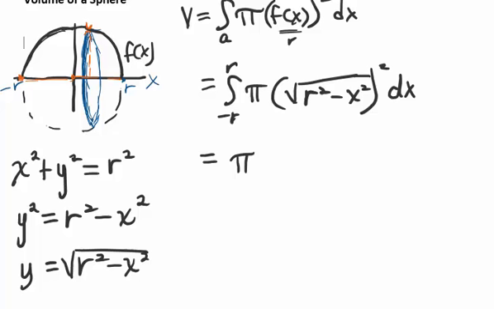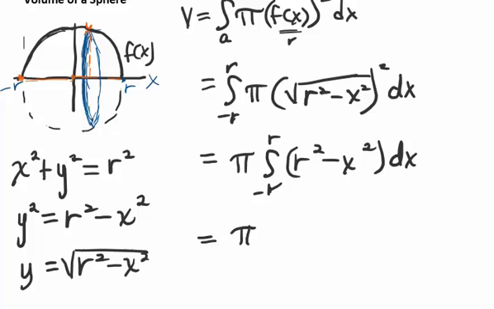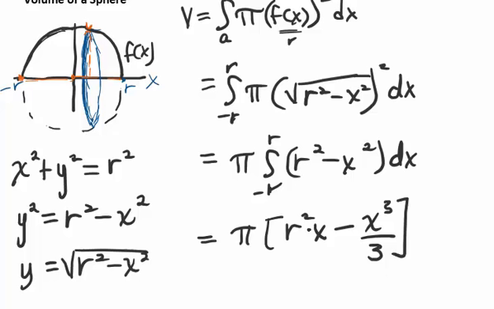Okay, we can simplify this a little bit. So we'll factor out pi. We have the definite integral from negative r to r, and square this radical, so it becomes r squared minus x squared with respect to x, and find an antiderivative. So recall that r is just a constant, so this would be r squared times x minus x cubed over 3, evaluated from negative r to r.